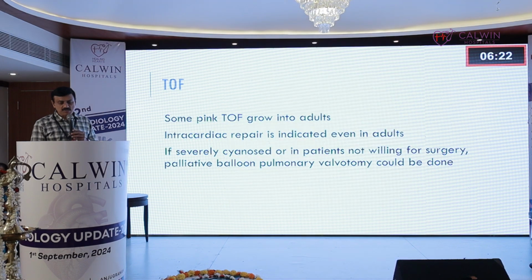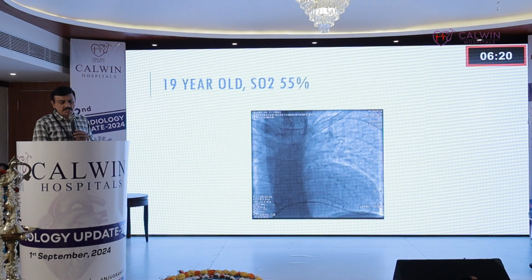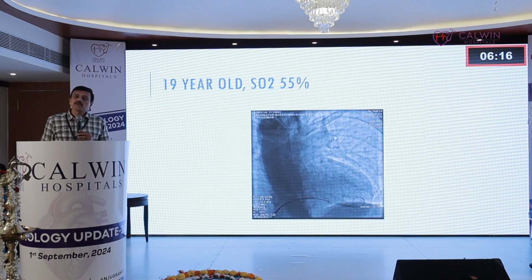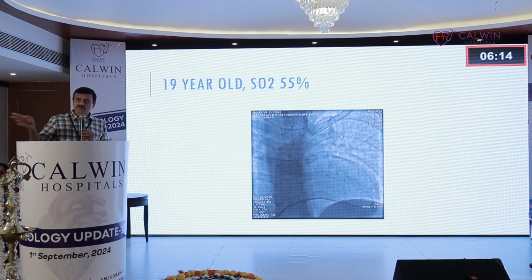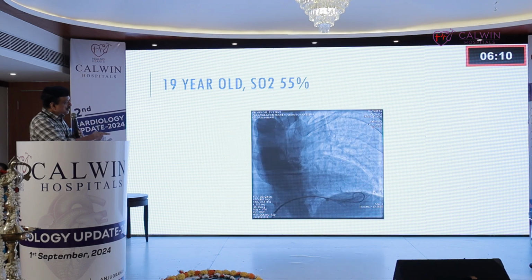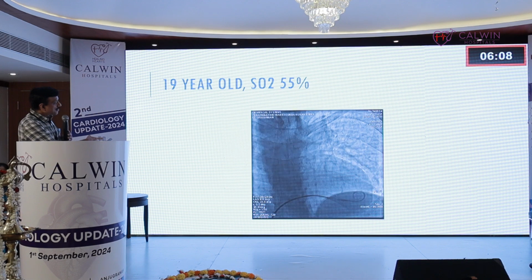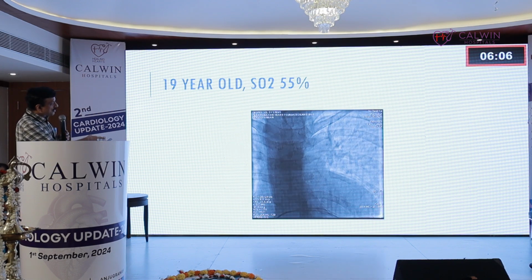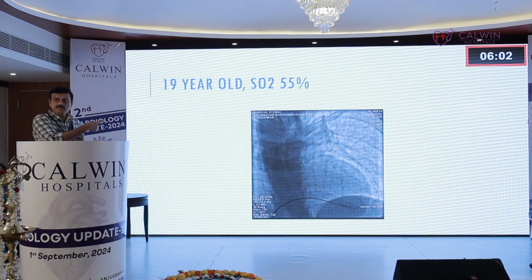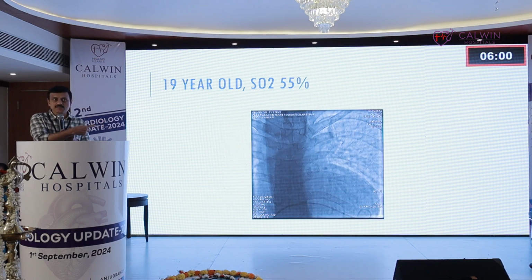This is one such example. This boy is a 19-year-old boy who presented with a saturation of just 55%. He was seen by us 10 years earlier; he didn't come for 10 years. At that time, the saturation I had mentioned was 86%. And now see, my catheter is in the right ventricle. I'm injecting in the right ventricle. The entire contrast goes only into the aorta. Nothing is seen in the pulmonary artery. We don't see any pulmonary artery in the lung field at all.